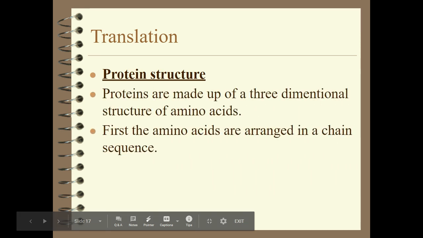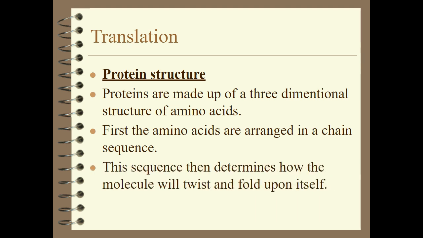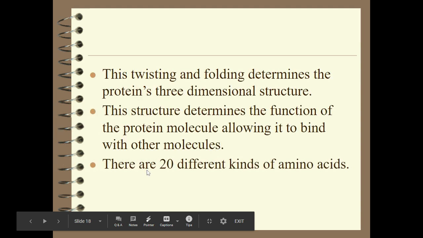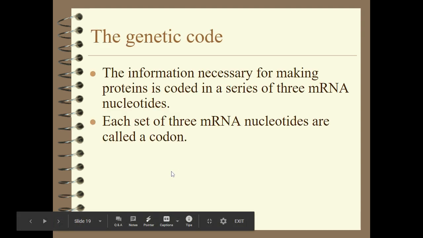So remember, proteins are made up of a three-dimensional structure of amino acids, just like DNA is made up of the double helix. The order of the amino acids arranges the chain sequence. This sequence then determines how the molecule twists and folds upon itself. This twisting and folding determines the protein's three-dimensional structure. So this structure will be different based on the type of protein. There are 20 different types of amino acids.